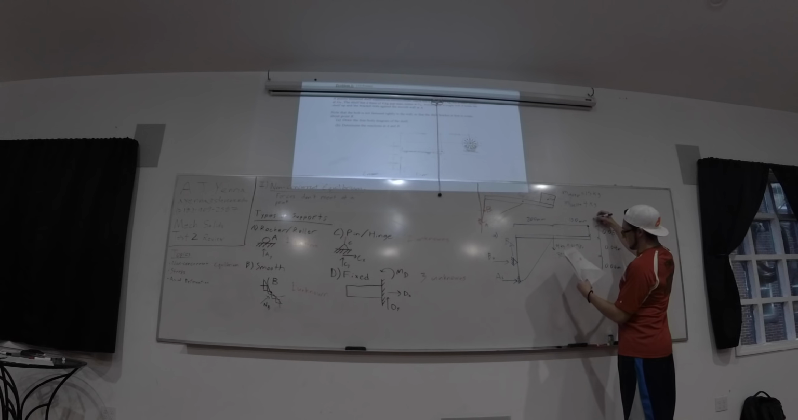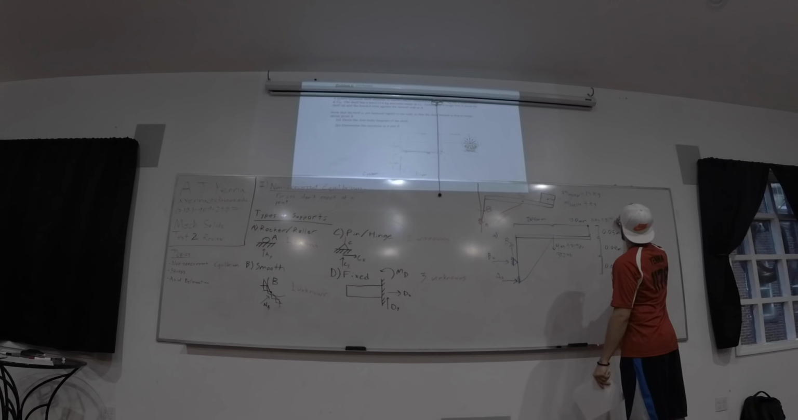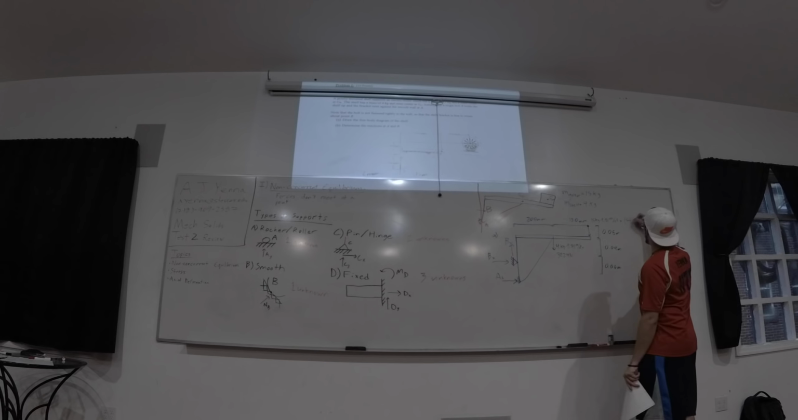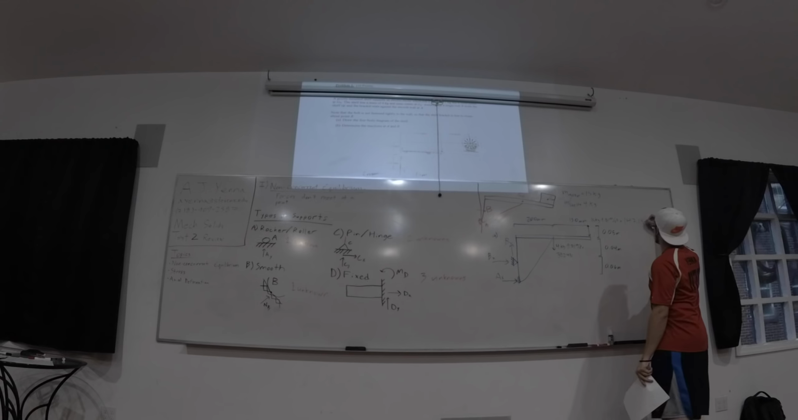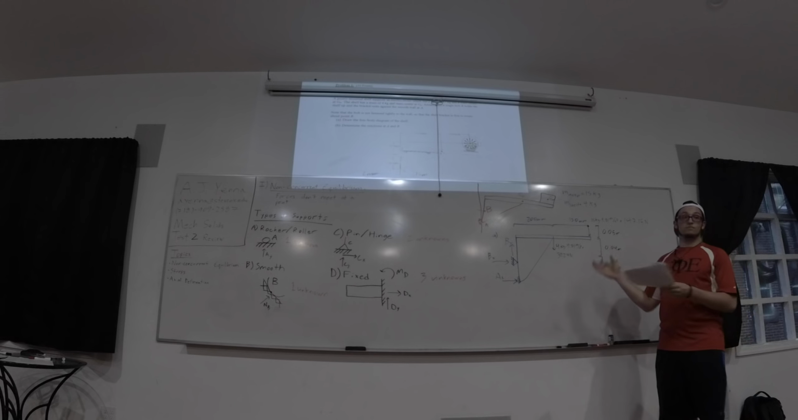And this is 15 kilograms times 9.81 meters per second squared, which is 147.15 newtons. That's your free body diagram.